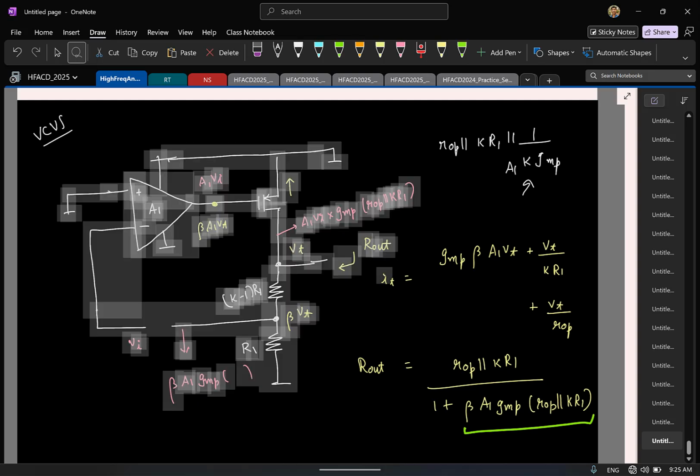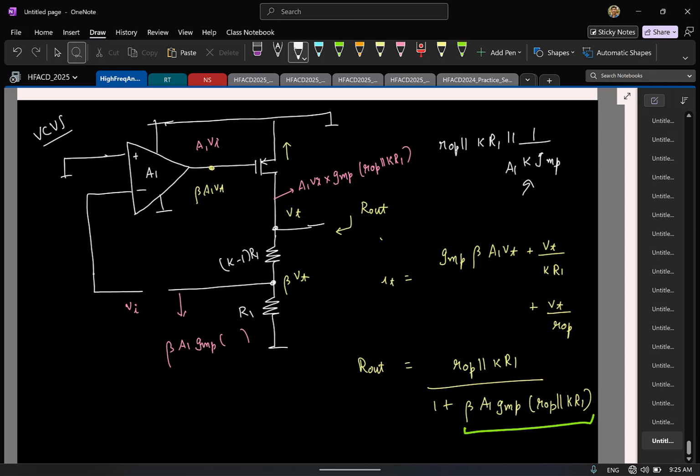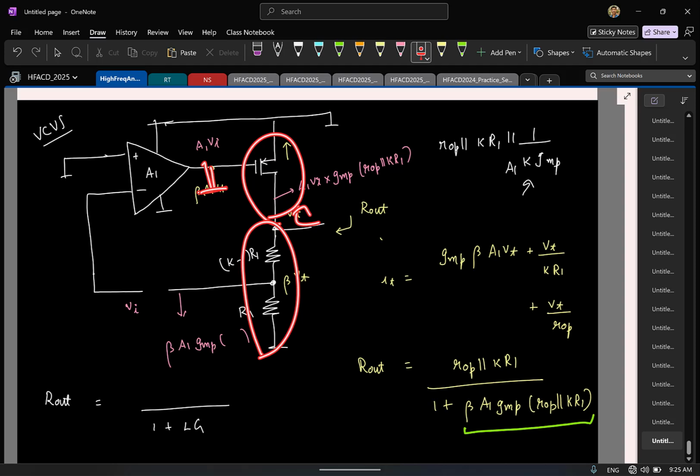So let me see if I can make some space. So my R out is essentially this value. I will not write it as of now, by 1 plus loop gain. And if I look at the numerator, it is R0 of the PMOS parallel to K times R1. That is essentially the output impedance when the loop is broken. Right? Because when the loop is broken, this voltage doesn't change, this is incrementally short, correct? This is incrementally short. So the output impedance is R0 of the PMOS parallel to K times R1.